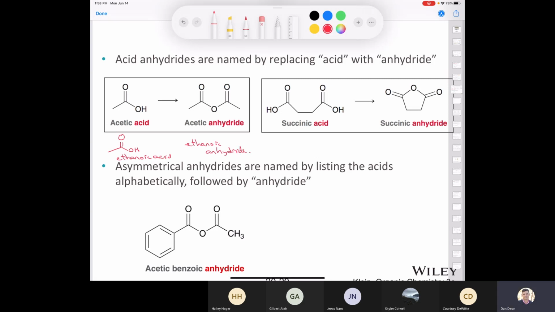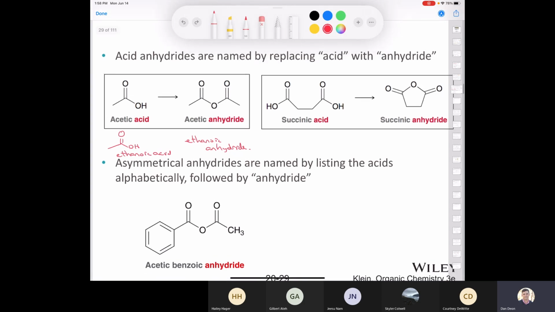However, nobody in their right mind would ever call it ethanoic anhydride. You would just call it acetic anhydride because it's common. You can also take dicarboxylic acids and make cyclic anhydrides. So succinic acid, you can make succinic anhydride. Malonic acid, you can make malonic anhydride, and so on and so forth.